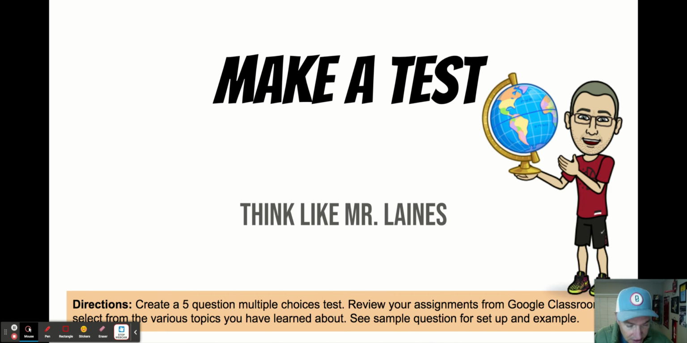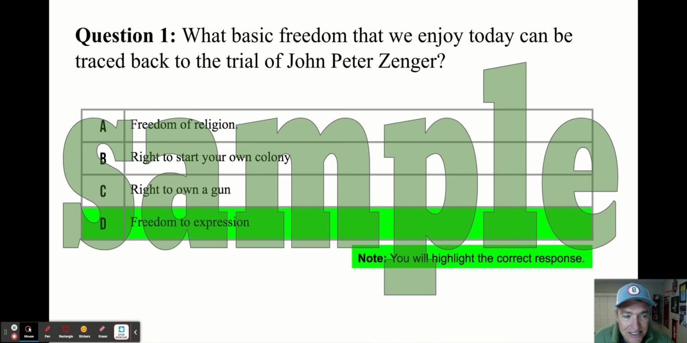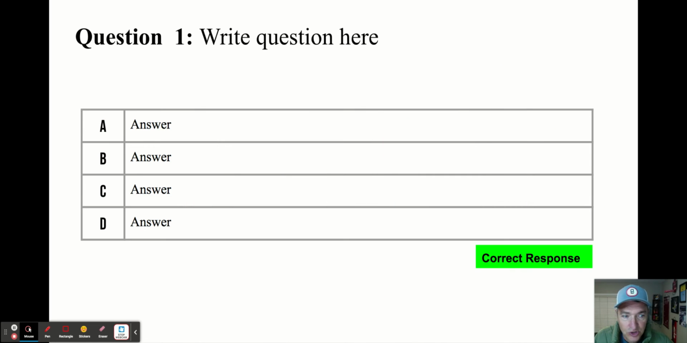So what does it look like? Here's a sample. Now this is an 8th grade question, so it's not going to make much sense, but as you can see, there's a question up at the top. That's what you'll write. And then 4 answer choices, multiple choice. And then highlight the table or the cell that has the correct answer. So your answers are going to go here. You write your question.